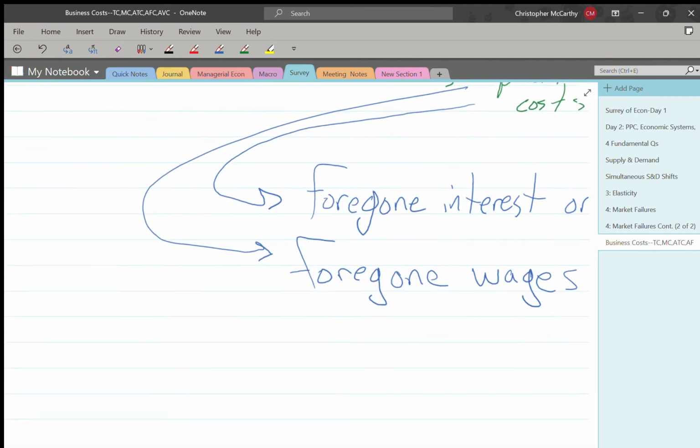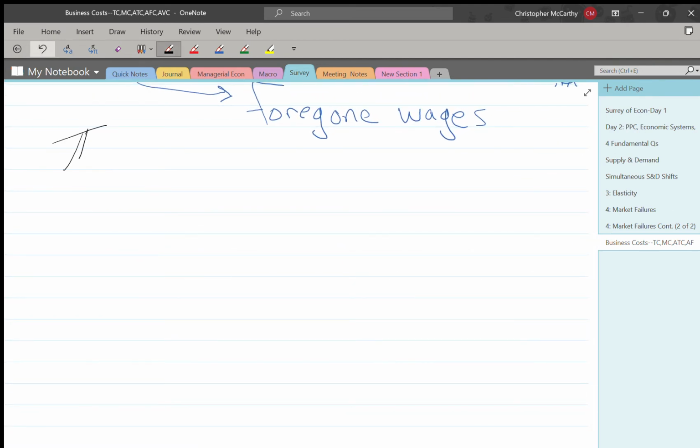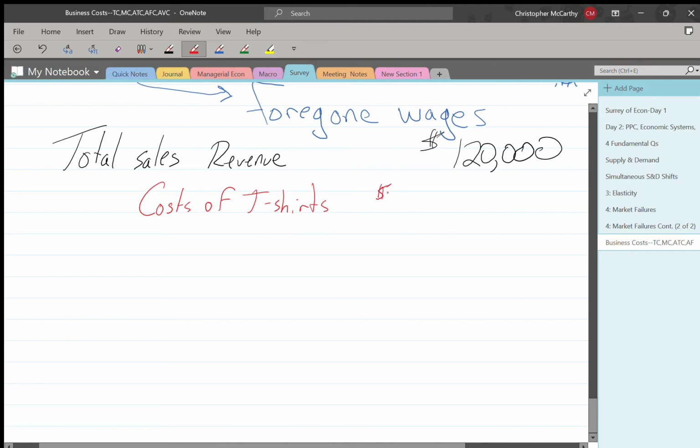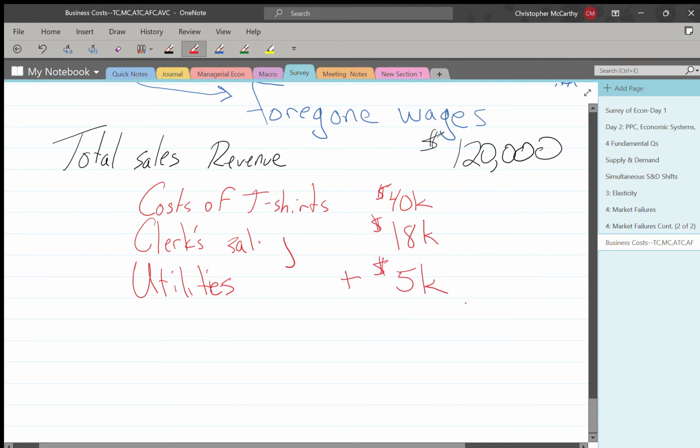So if we have total sales revenue of $120,000, and we've got some explicit costs. So we've got the costs of t-shirts, 40,000. We've got the clerk's salary, 18,000. And we've got utilities, got to keep the lights on, aircon on, right, all that stuff. That's going to be 5,000. So we add up all of these things and we get our total explicit costs of $63,000.